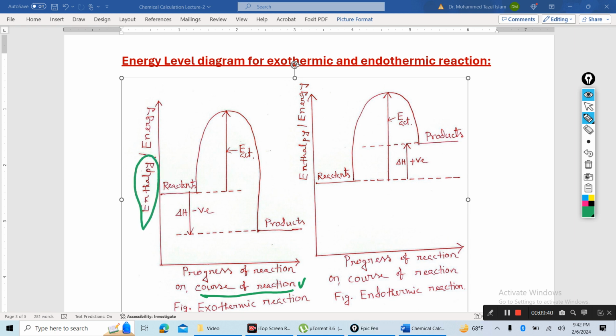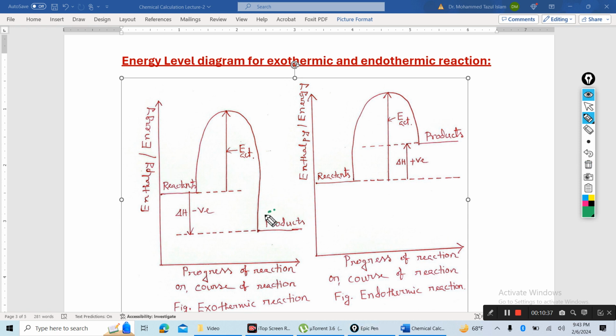And y-axis is the enthalpy. Now here enthalpy value 1, 2, 3, 4 increases, and there the reaction is going on, progress of reaction. First, this is reactant, reactant surmounts this area and goes to the product. Left hand side is reactant, right hand side is product. And you see here product has less energy, reactant has more energy. And if product has less energy than the reactant, that reaction will be exothermic reaction.